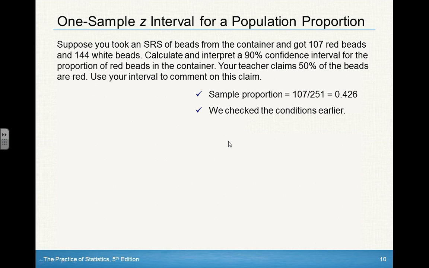So suppose we took an SRS, this is back to the original question, and got 107 red beads and 144 beads of a different color, white beads in this case, and we want to come up with a 90% interval. I've made the claim that half the beads are red. So I take a sample proportion to get this, and we check the conditions that we said just a second ago. So for a 90% confidence interval, pause the video and find the z star critical value that goes with a 90% interval.